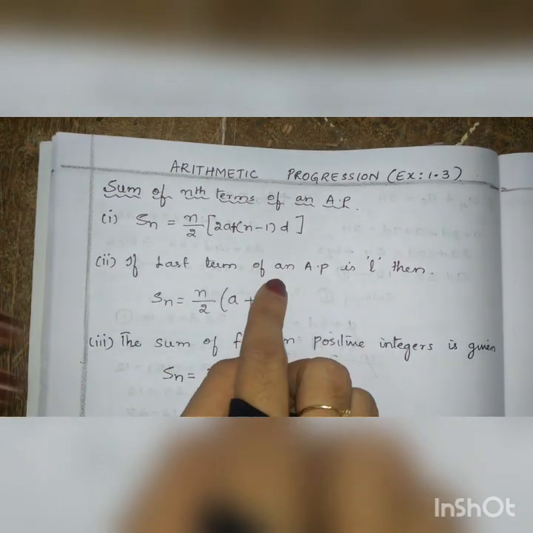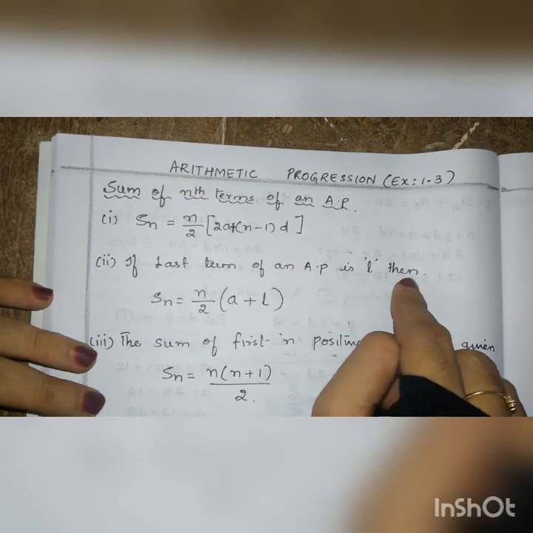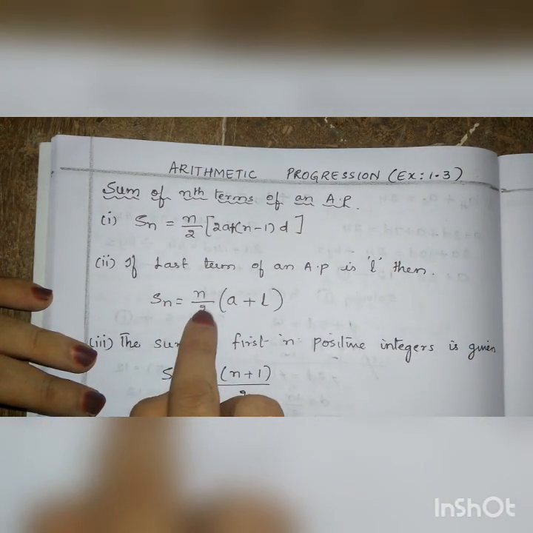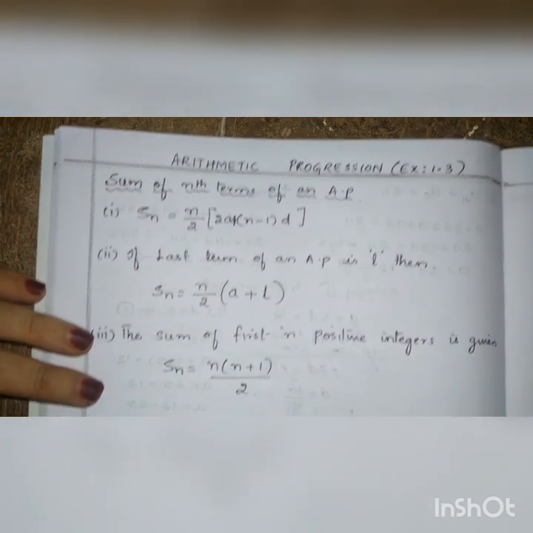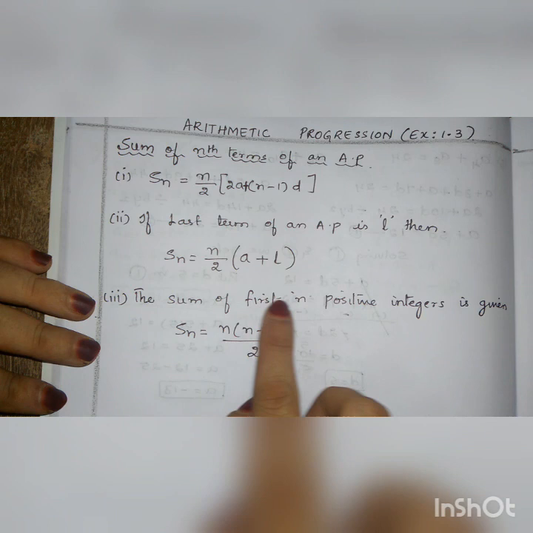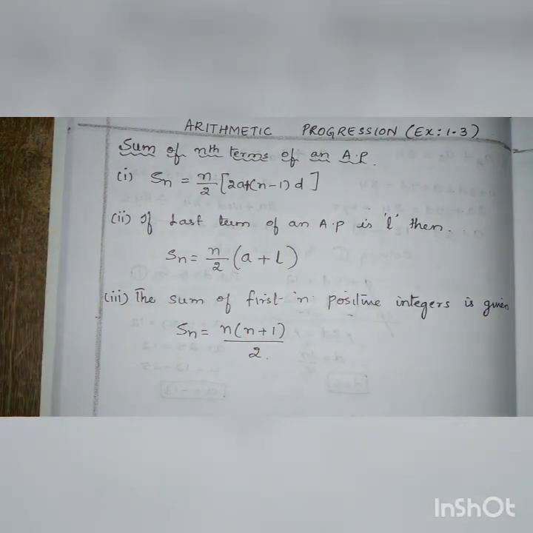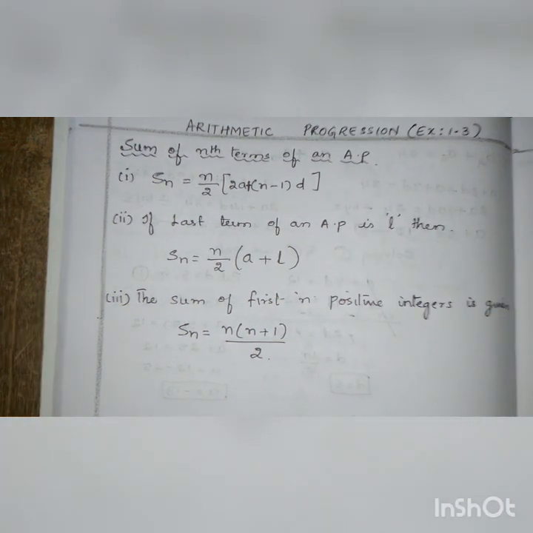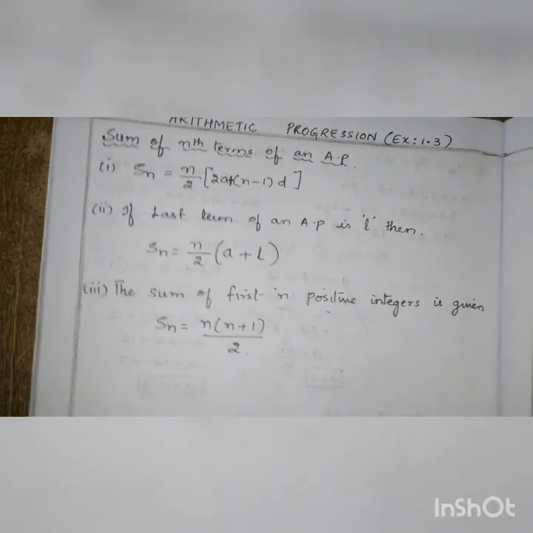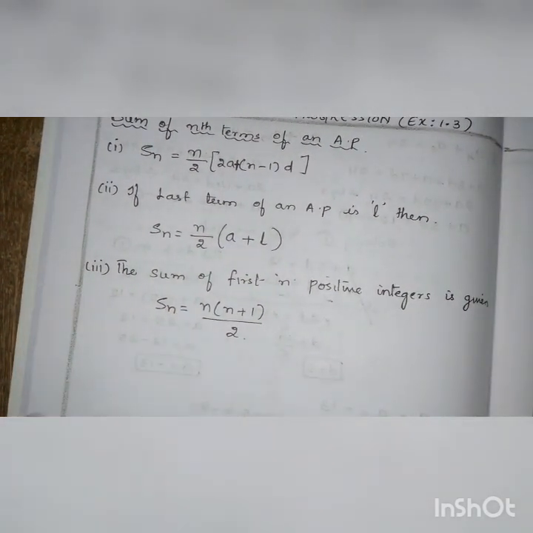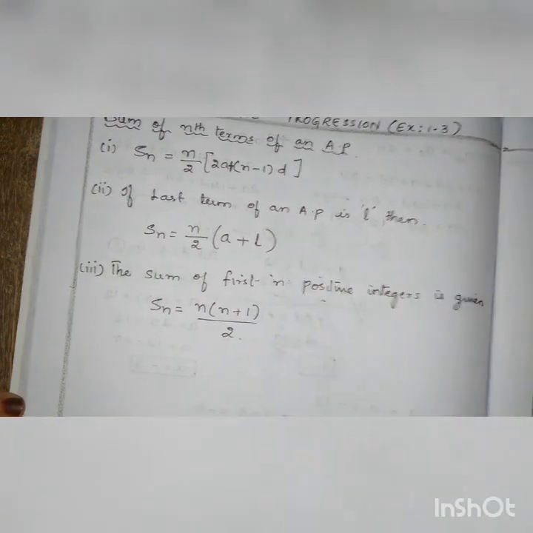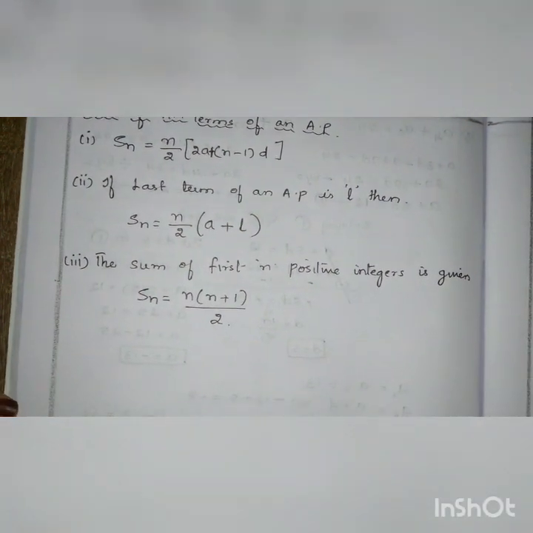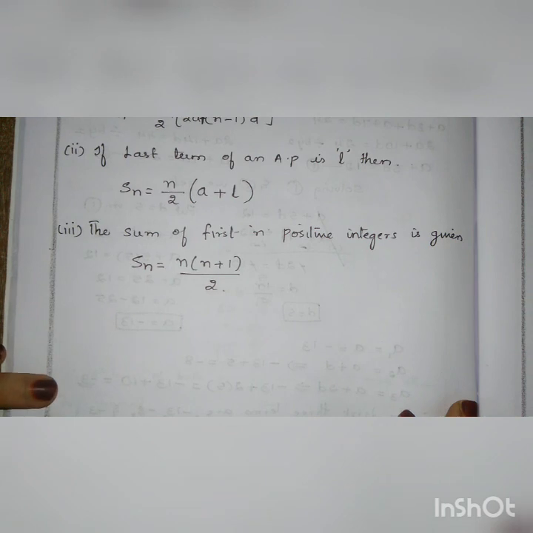Then if the last term of an AP is L, then Sn = n/2 (a + L). And one more formula: if the sum of the first n positive integers, that is natural numbers, is asked, at that time we write the formula Sn = n(n + 1)/2. So now today we are going to start exercise 1.3 based on the sum of n terms of an AP.